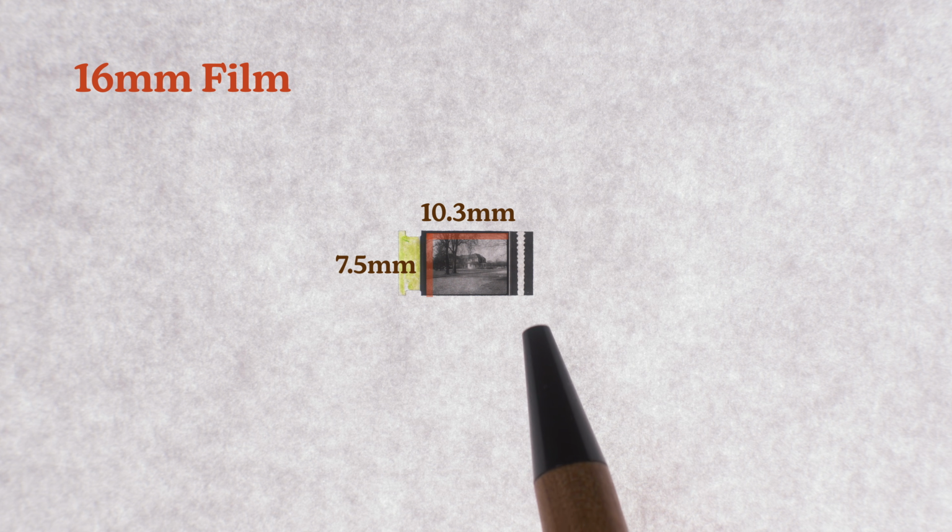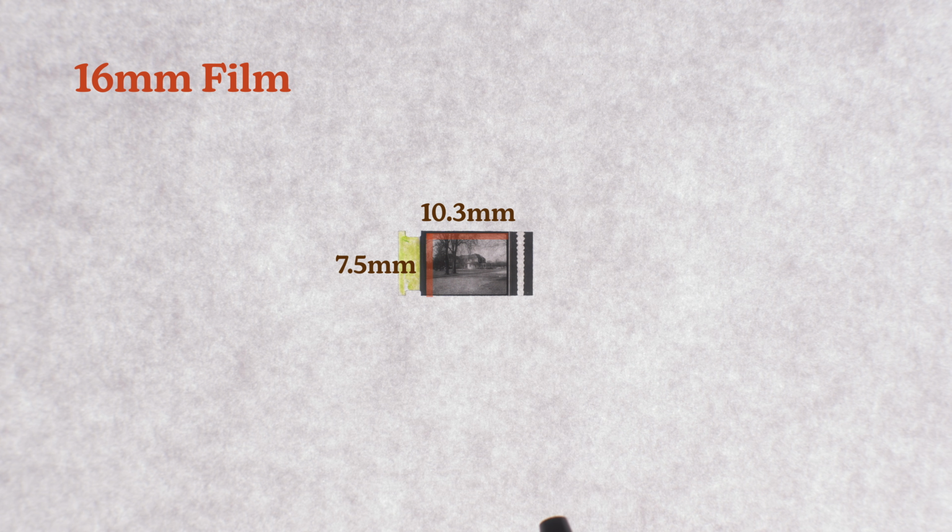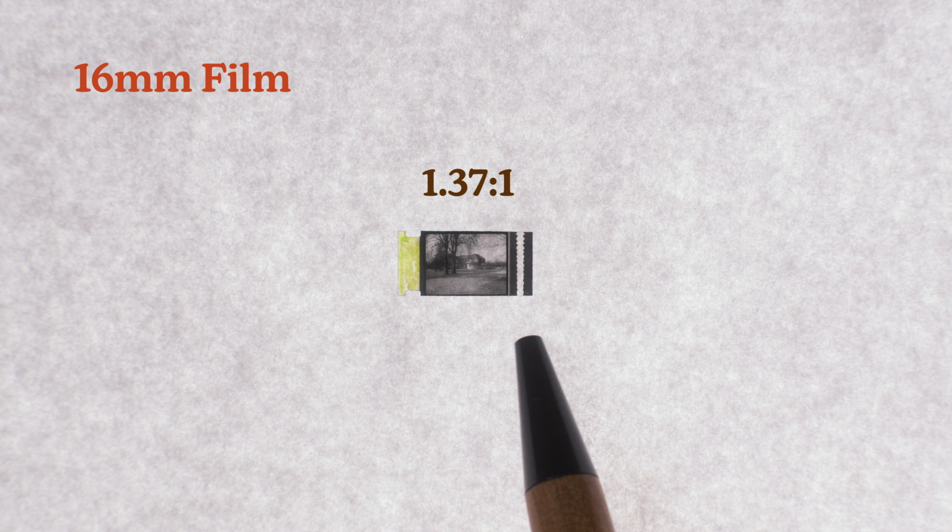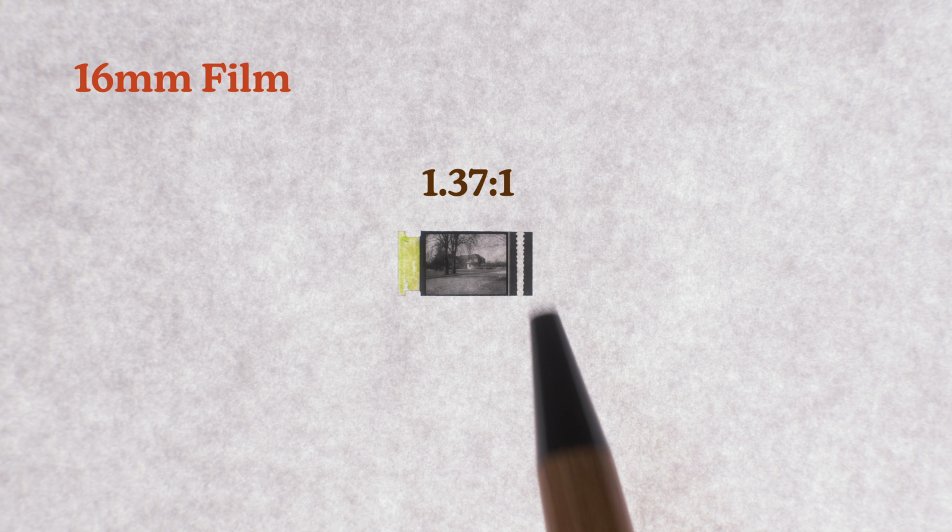It's 16mm across, with the image being approximately 10.3mm in width and 7.5mm in height. It has an aspect ratio of 1.37 to 1. This means that the width is 1.37 times the height. This version of 16mm is single perforation. Perforation refers to the sprocket holes used to move the footage through a camera or projector. They're located on one side, while a soundtrack is on the other. Double perf 16mm would have another set of perforations where the audio is here.